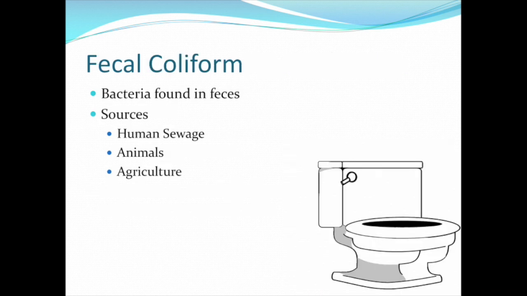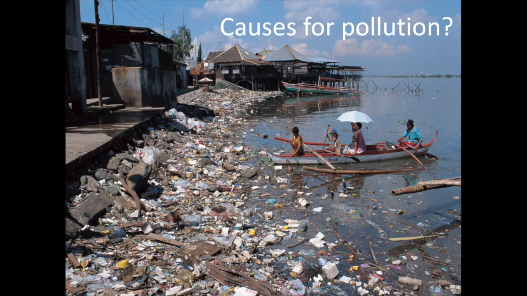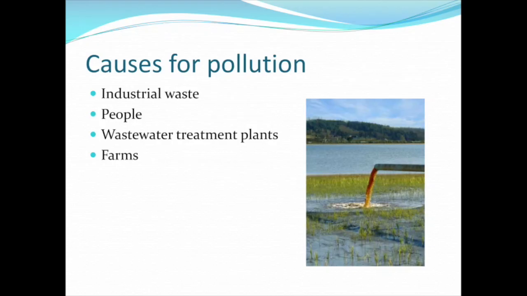Finally, another important parameter to measure is fecal coliform, which is actually measured by counting the amount of E. coli bacteria found in water. This bacteria comes mainly from human and animal feces and is most frequently used as a parameter that determines water quality and contamination sources. So the question is, what are some of the most common sources of water contamination? Most commonly, industrial waste, people, constructions, industrialization, wastewater plants, farms, among many others.